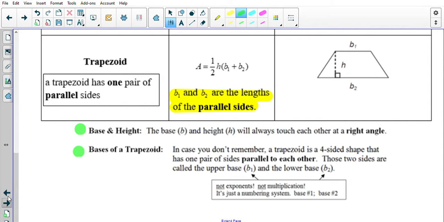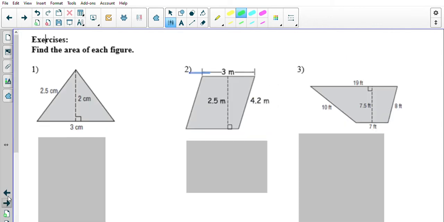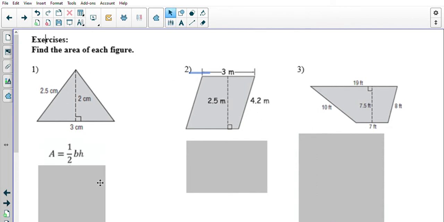All right, let's start with our first 9 questions, which are basic finding area questions. So in number 1, we want to find the area of this figure. It is a triangle. So we want to use the triangle formula, and I always start by writing my formula, half times base times height. There's going to be extra numbers here, by the way, that you do not need.